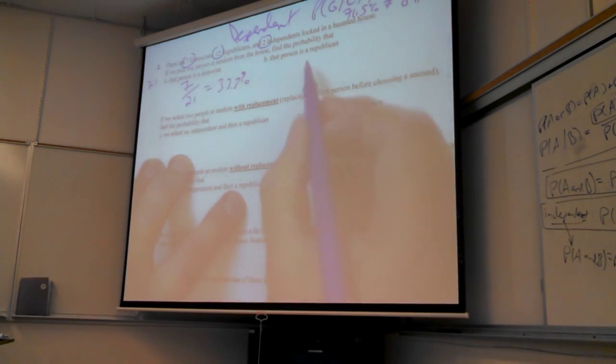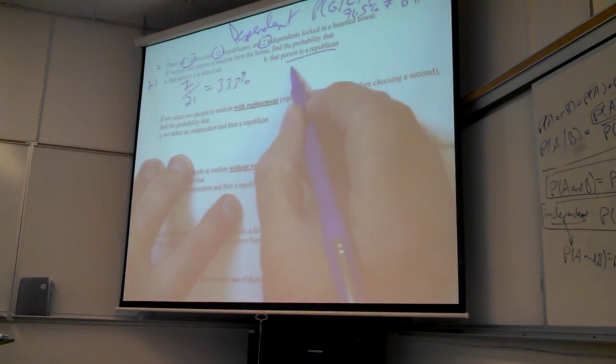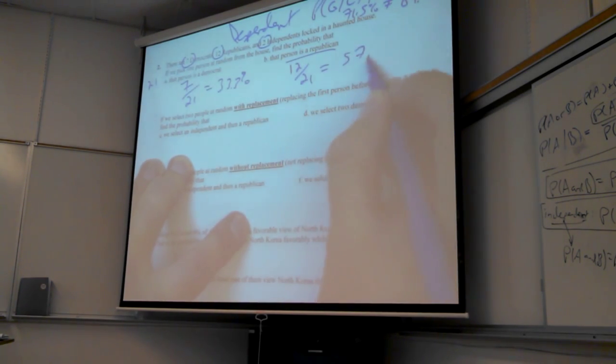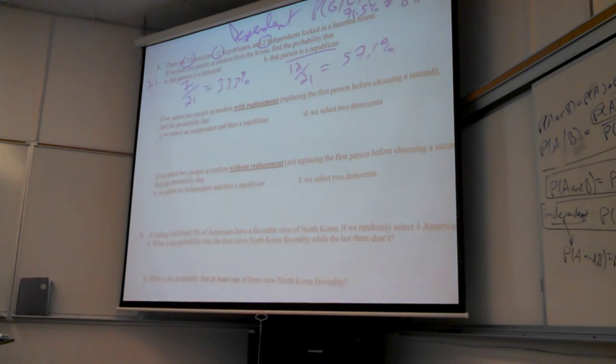Not too bad. And the person is a Republican. 12 out of 21. Yeah, 12 Republicans out of 21, which becomes 57.1%. Okay, cool. So I wanted to start you off nice.